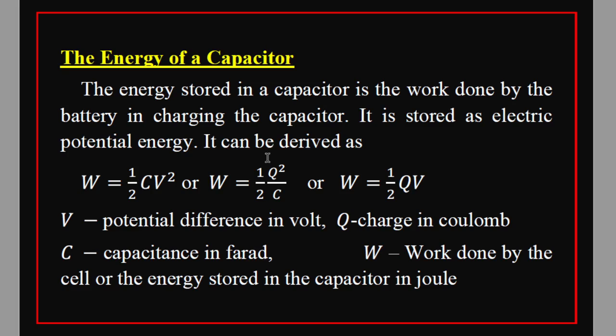And the formula for the energy stored inside the capacitor, there are three formulas. They can be used as half CV square, or half Q square by C, or half QV, where C is the capacitance of the capacitor, it is measured in farad. V is the potential difference between the plates of the capacitor, it is measured in volt. And Q is the charge on the plates of the capacitor, it is measured in coulomb. And W is the work done by the cell, or it is also equal to the energy stored in the capacitor, and it is measured in joule.